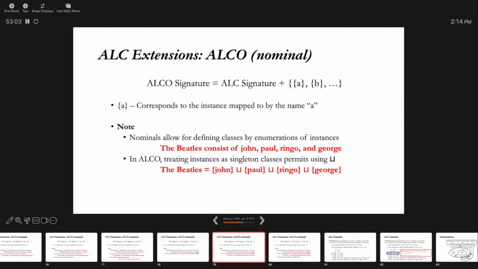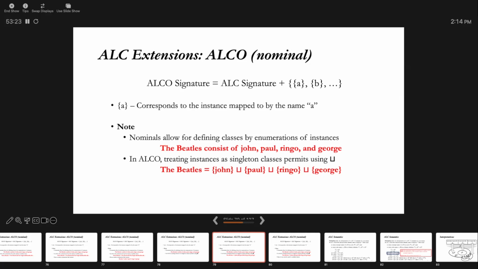So you're turning John into a singleton class? That's right, that's exactly what's happening. And what is a singleton again? It's just a set with one member. So John, that set with the brackets, is just a singleton. It's a set that just has John as a member.